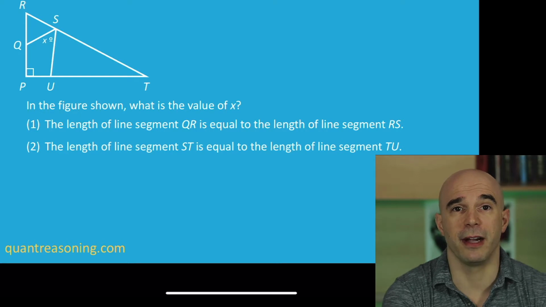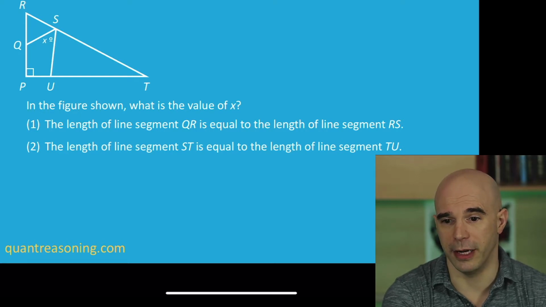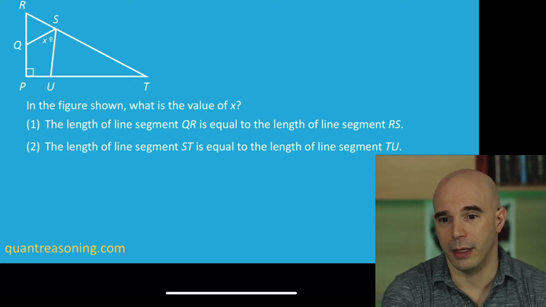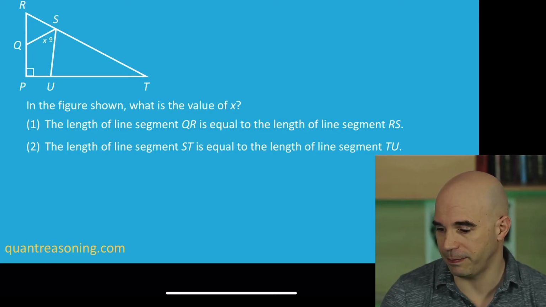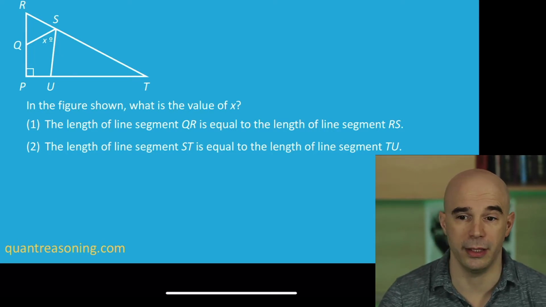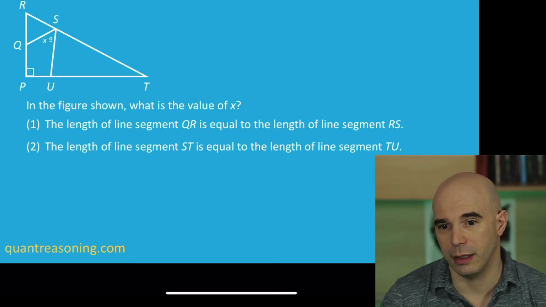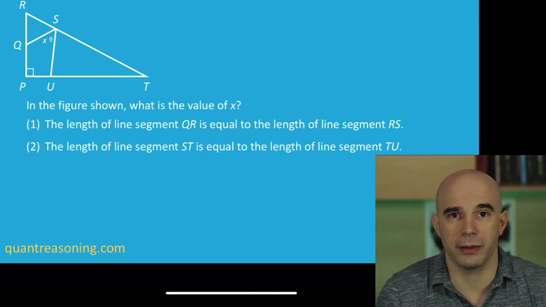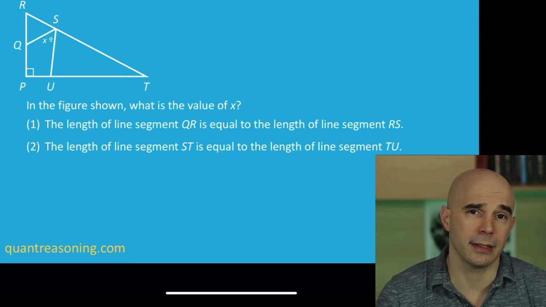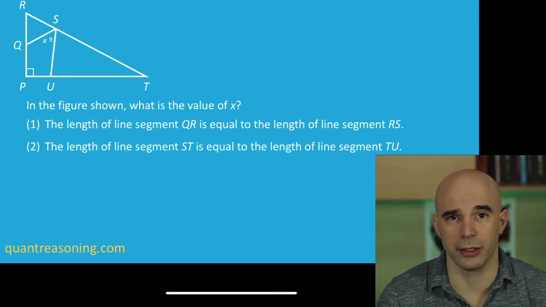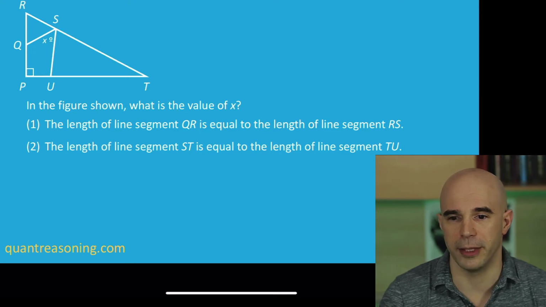So first of all, it's a value question. They're asking for the value of x. And we have our right triangle, right? We do know one of the angles. The RPT is 90 degrees. And they want the value of x. Now, of course, without statements, I couldn't possibly answer this question. And the statements seem somewhat symmetrical, like they're giving very similar kind of information.